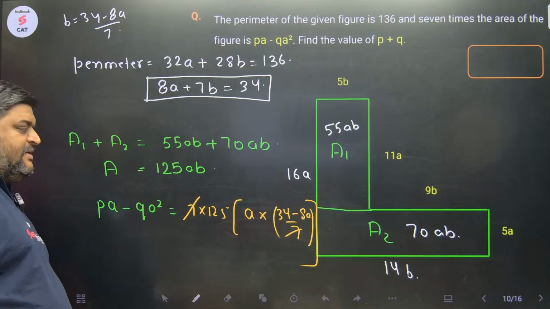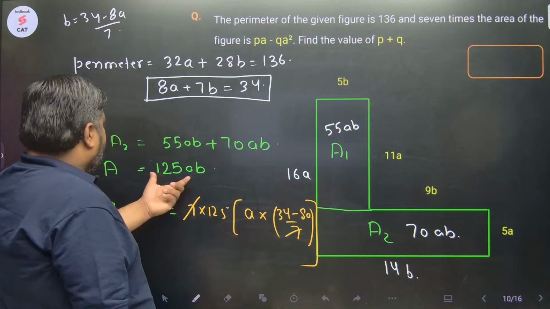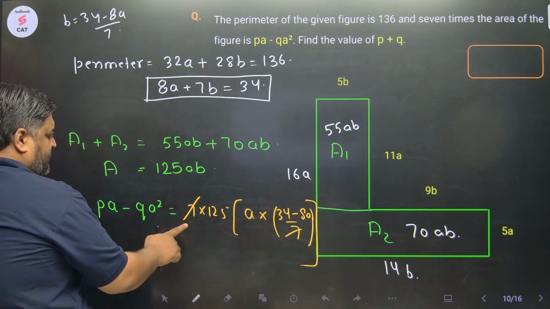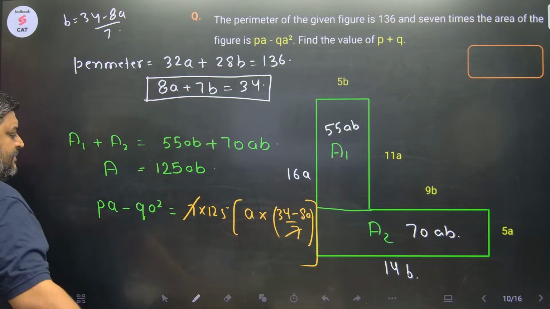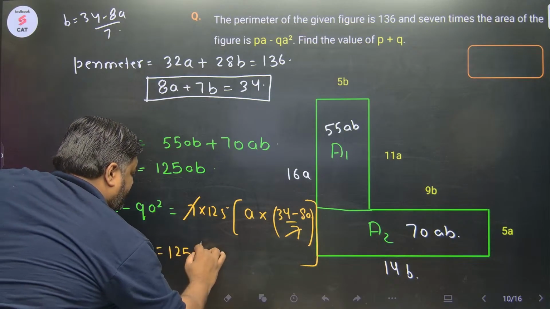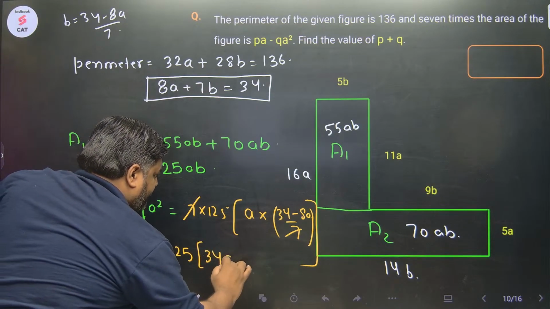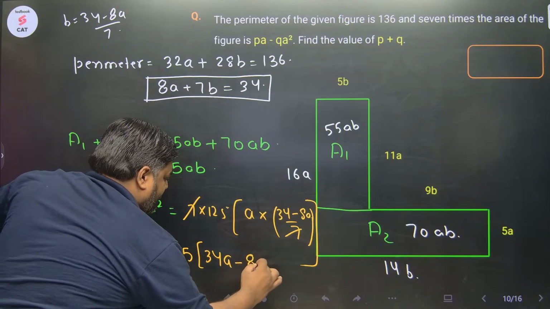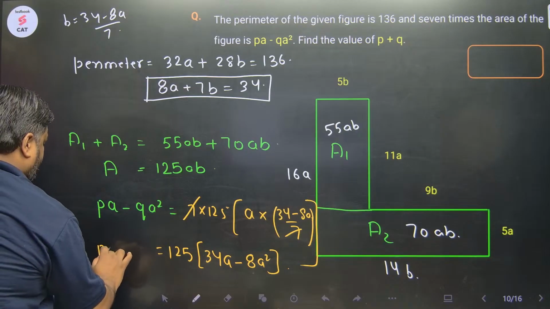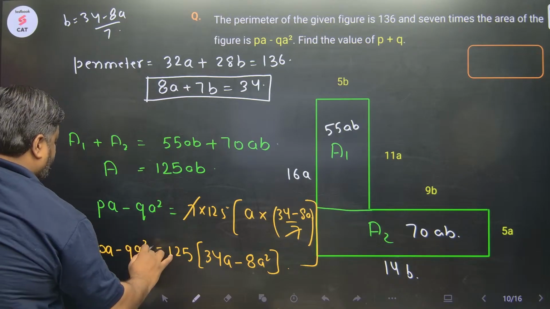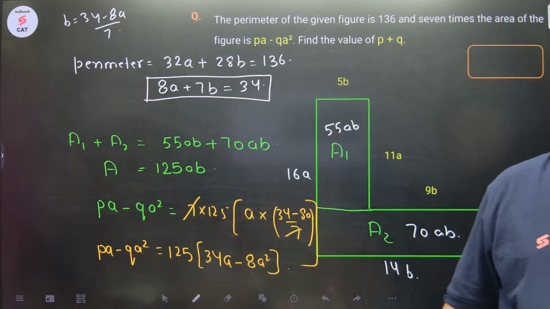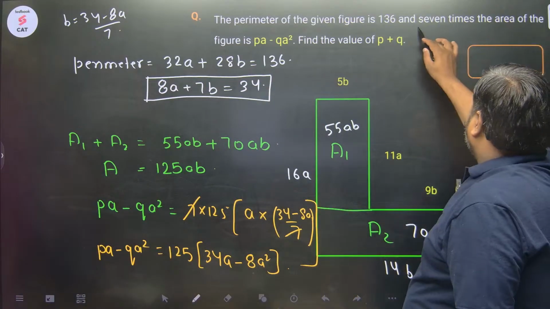What is the problem? This is the area 125AB. Its 7 times is this. It's given in the question. What contradiction do you see? So 125 into 34A minus 8A square. This is PA minus QA square. What is the contradiction? Yes, it's given in the question, 7 times.